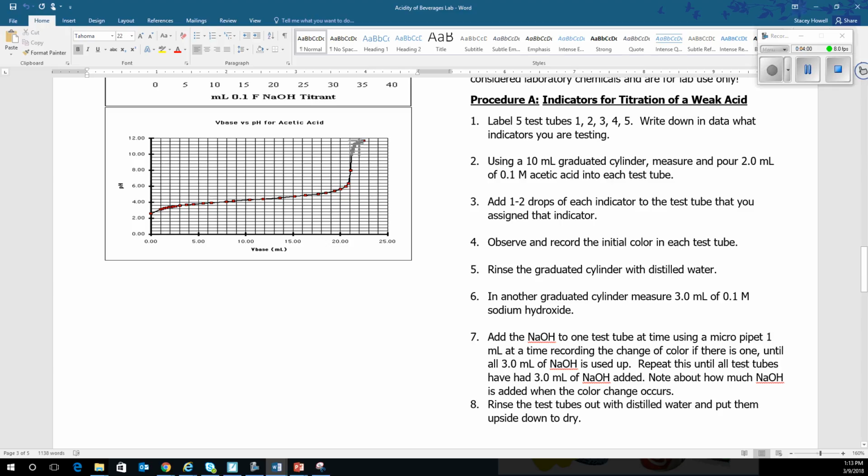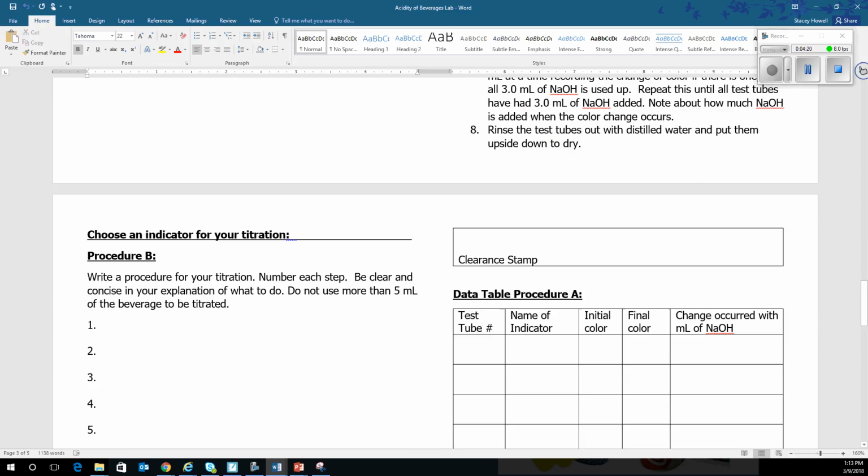And then you're going to add the NaOH to each test tube 1 milliliter at a time, and record the change. So you'll have several different indicators that you're testing, but you're adding, so nothing at first, then you'll add 1 milliliter to each of them, record a change. Another milliliter to each of them, record a change. And you're going to do that until you've used all of the 3 milliliters of NaOH. Then you're going to rinse out the tubes and you're going on to your titrations.